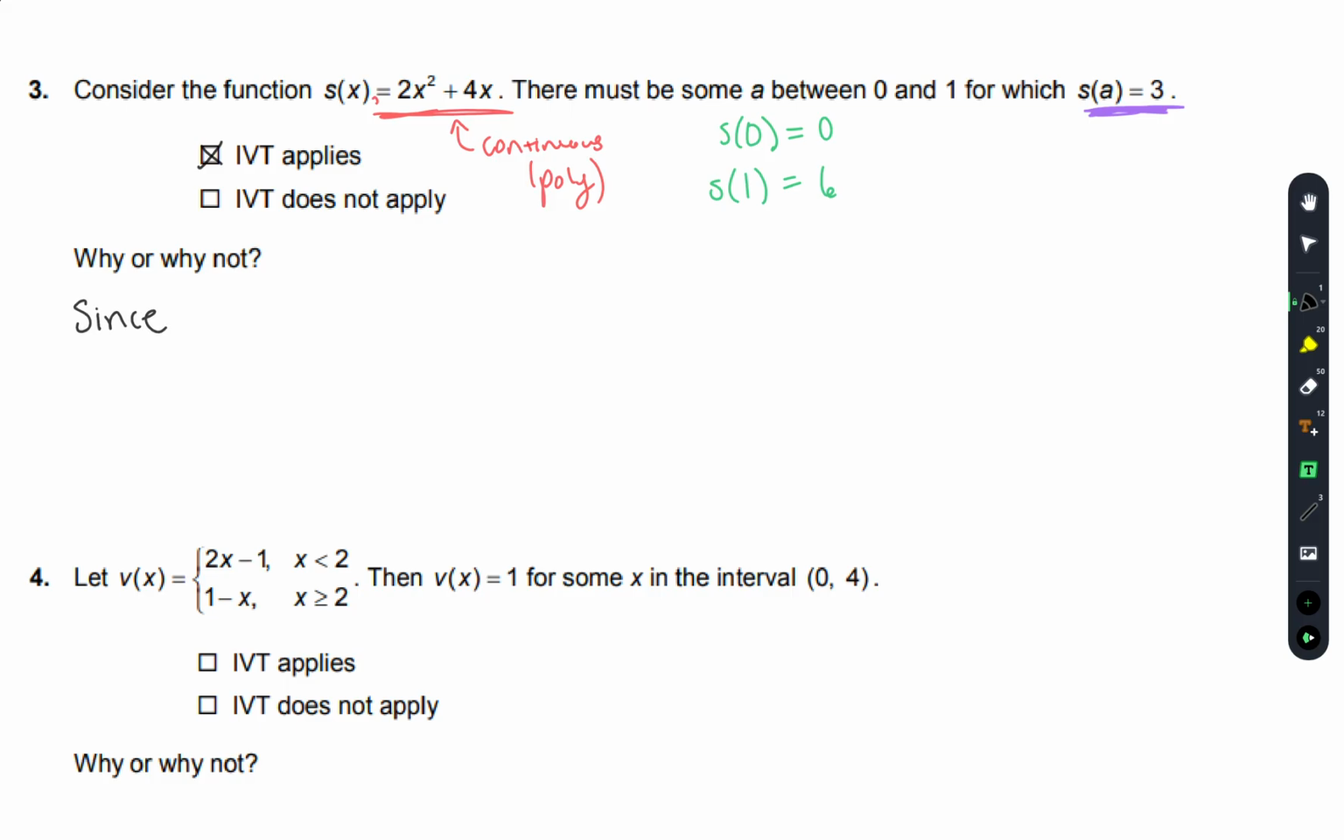Okay, working on the second one. There you go. Okay.